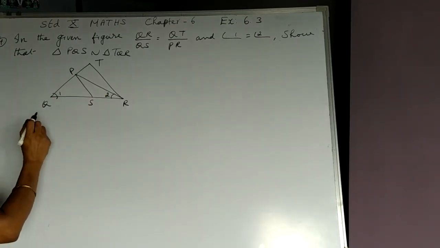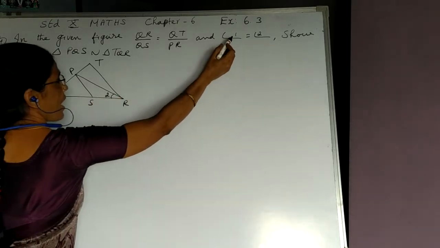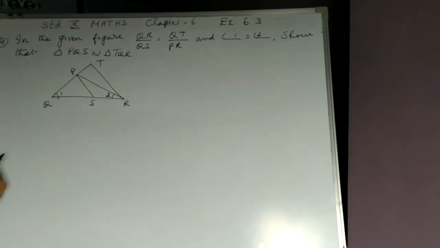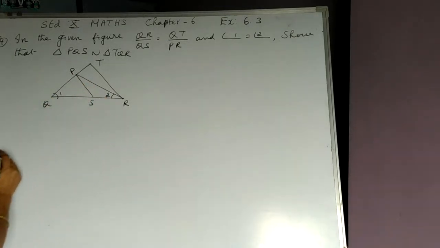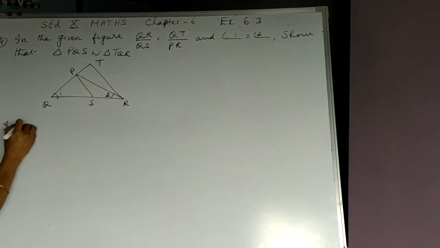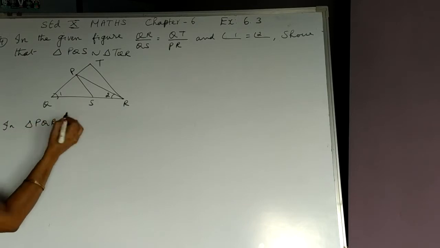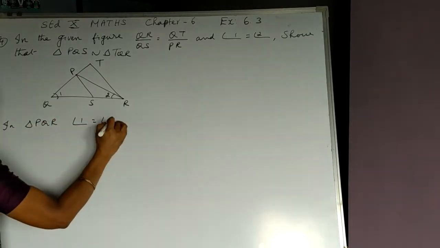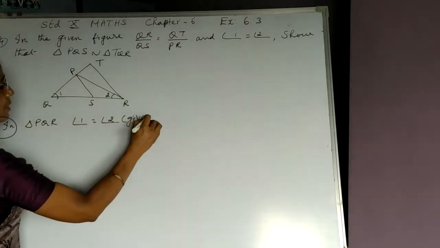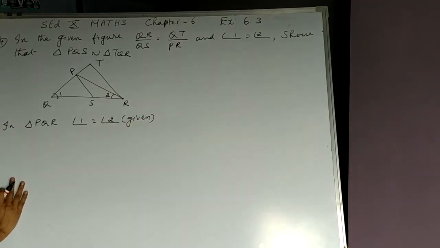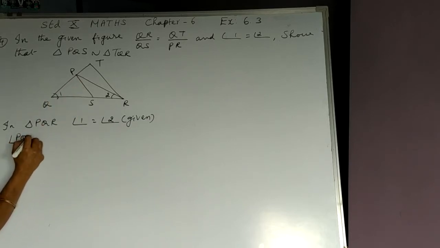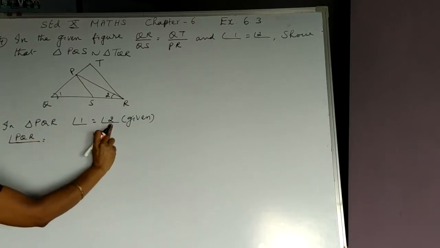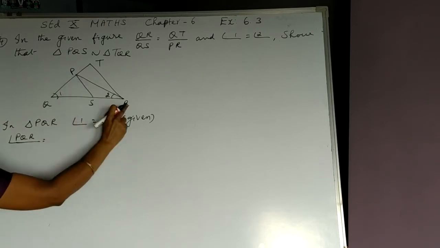Right. So, in which triangle do we have angle 1 equal to angle 2? Angle 1 and angle 2 are present in which triangle? Triangle PQR. So, in triangle PQR, angle 1 is equal to angle 2. How come? Given in the question. Let us name the angles. Angle 1 is PQR, right? What is angle 2? Angle 2 is PRQ.